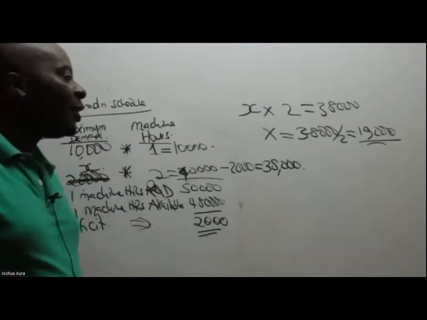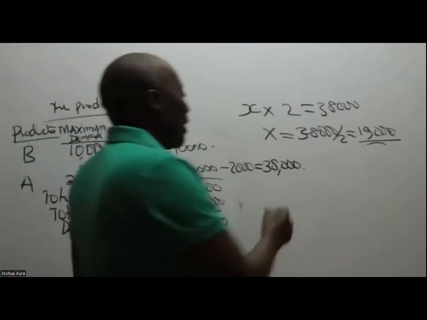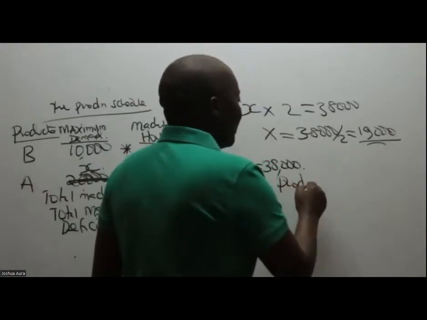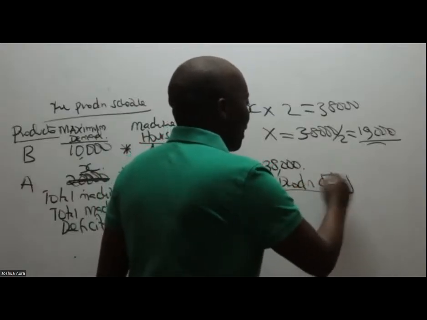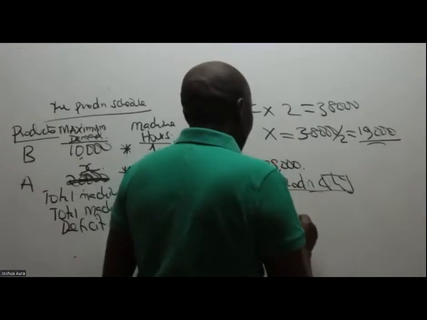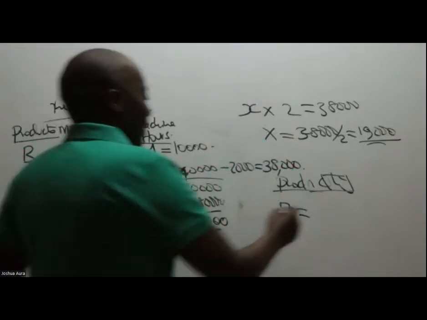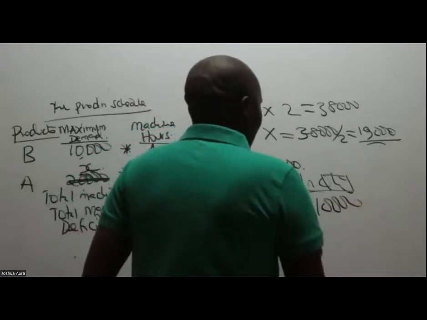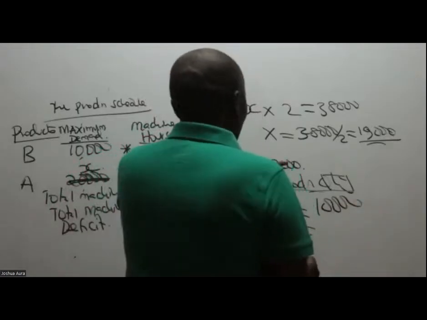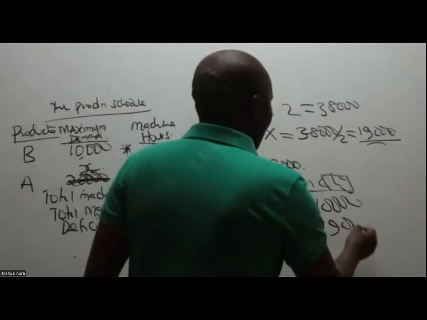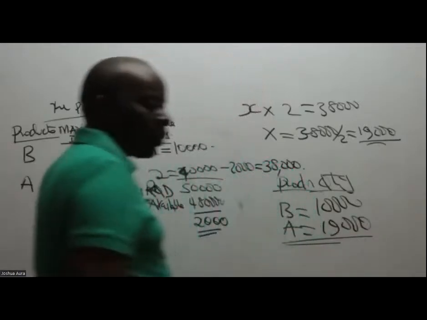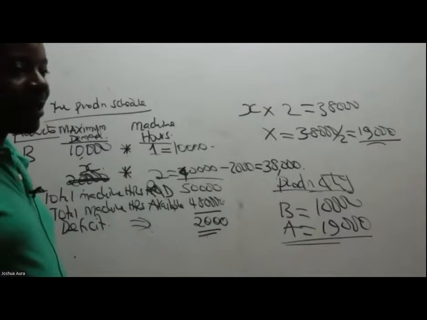So implying, ladies and gentlemen, at the end of the day, the production quantities you're advising these people to produce here will be B. Of course, you're not touching the quantity here. B is 10,000, and then A is the new quantity that you got here, which is 19,000. And now that is the end of that question.